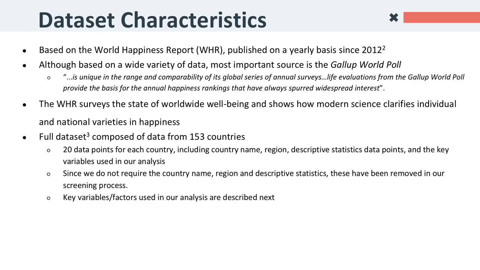The data set is based on the World Happiness Report, which is published on a yearly basis and includes a wide variety of data, but its most important source is the Gallup World Poll. The data set is composed of data from 153 countries with a variety of information in it. We only kept the key variables and factors that are required for our analysis, and in our screening process we discarded all of the other information, which included geographic information as well as descriptive statistics.